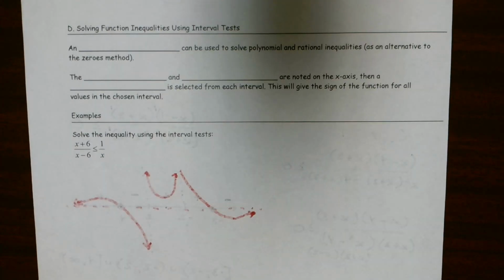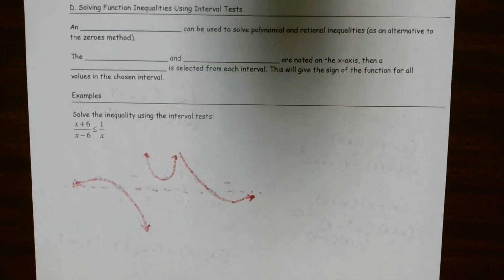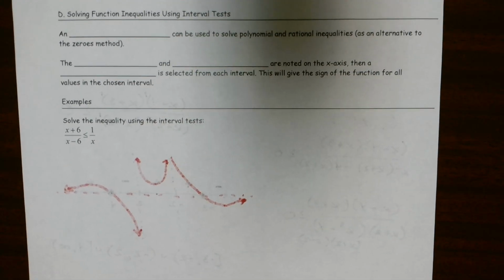Okay, last part. So these tests can all be done by something called the interval test. You're just essentially testing values in intervals to see if it's positive or negative. It makes you not have to know anything about asymptotes or multiplicity. Okay, so let's talk about it.